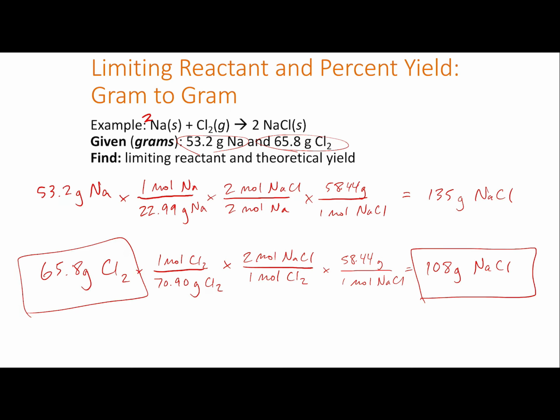Now, as far as a theoretical yield type problem goes, let's expand this. Let's say that the actual amount that we got was 86.4 grams of NaCl. What's the percent yield? So we would take the actual over the theoretical. We would take 86.4 over the 108 times 100.